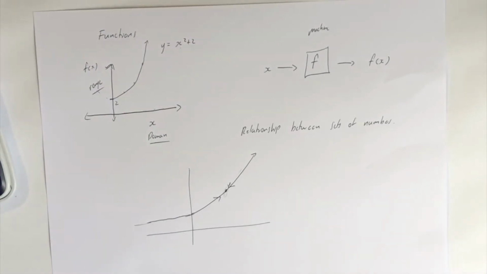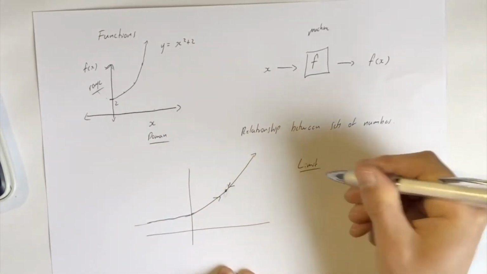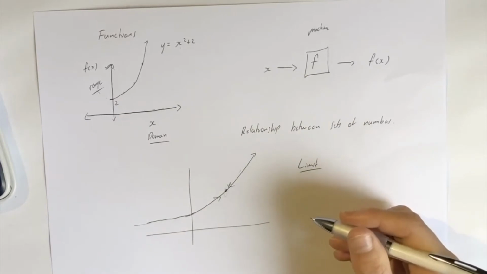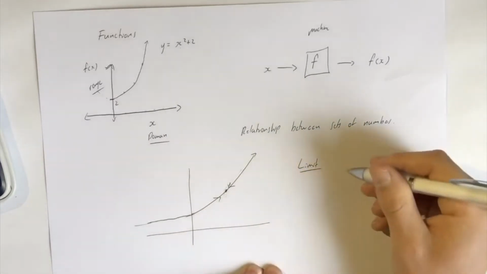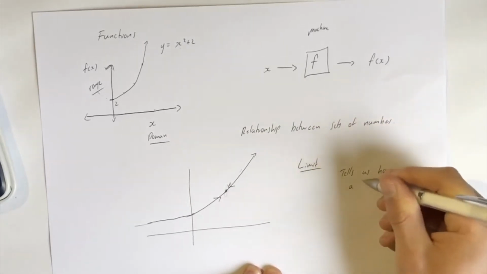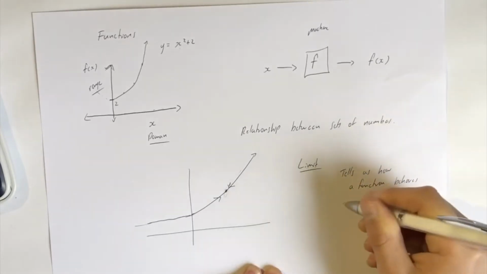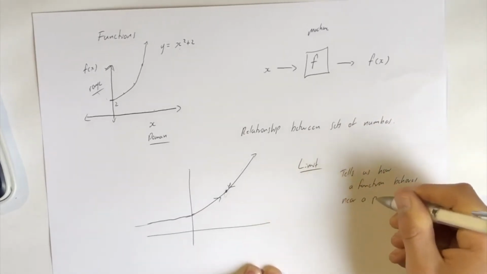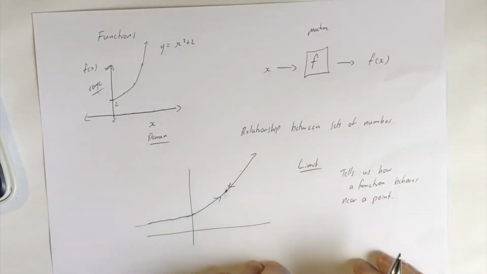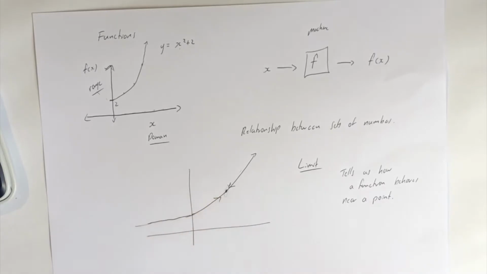So a limit, its definition basically is, it tells us how a function behaves near a point. So basically a limit tells us what happens near a point. So just grab a bit of scrap paper.